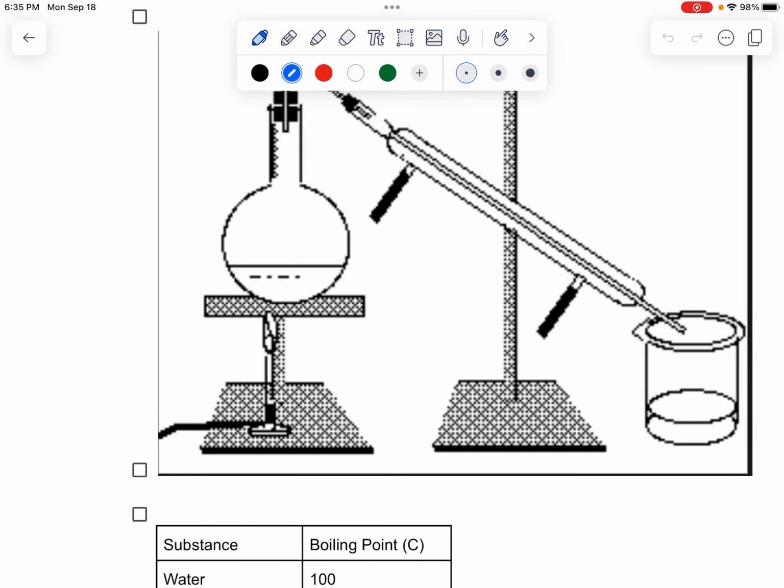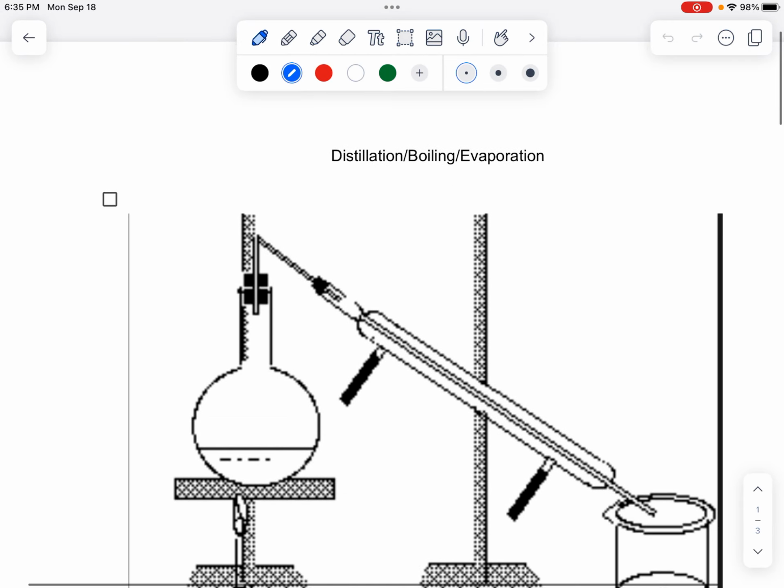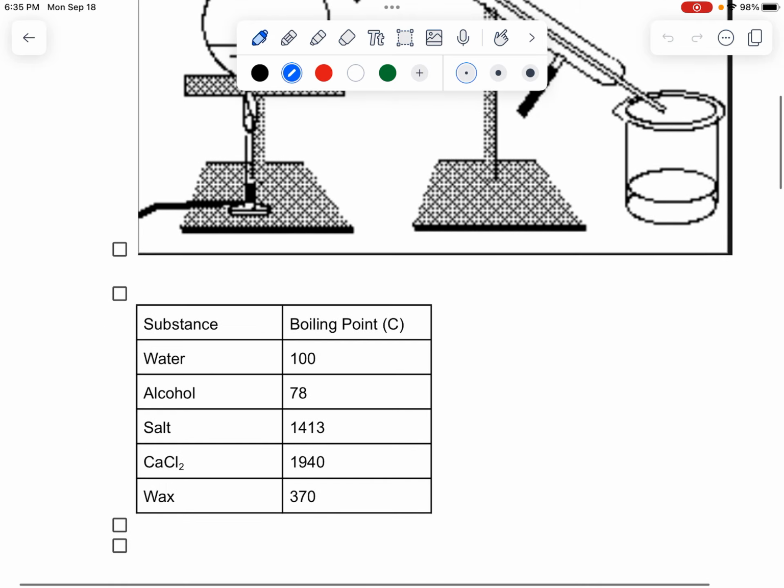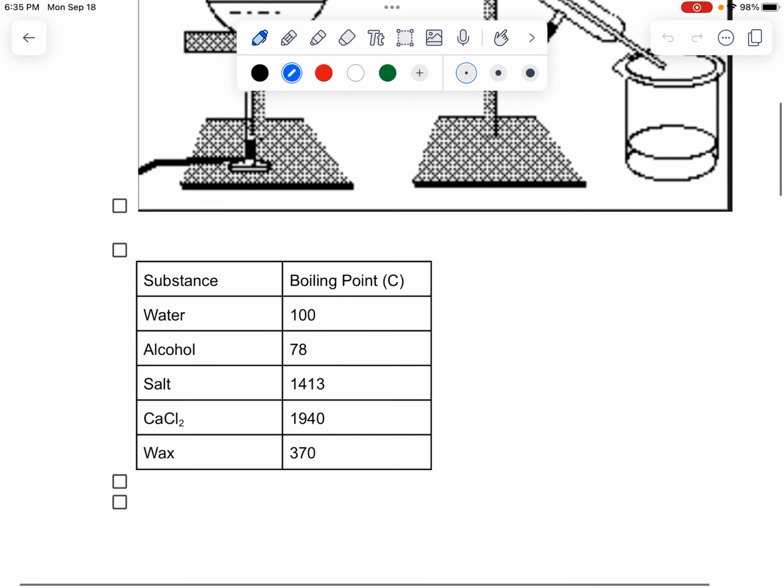Okay, so for this video we're going to talk about distillation, boiling, evaporation. This is a method of separating two chemicals based on them having different boiling points, okay? So the key thing here is this graph here, right? These things all have different boiling points, and so if we're careful with how much temperature we add to them, we can get them to separate.